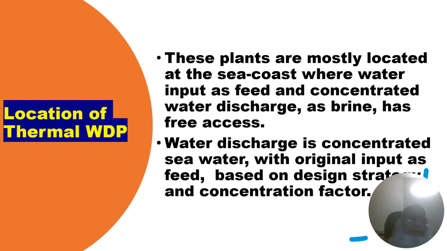This slide shows the location of thermal water desalination plants. These plants are mostly located at the seacoast, where water input as feed and concentrated water discharge as brine has free access. Water discharge is concentrated seawater with original input as feed, based on design strategy and concentration factor.